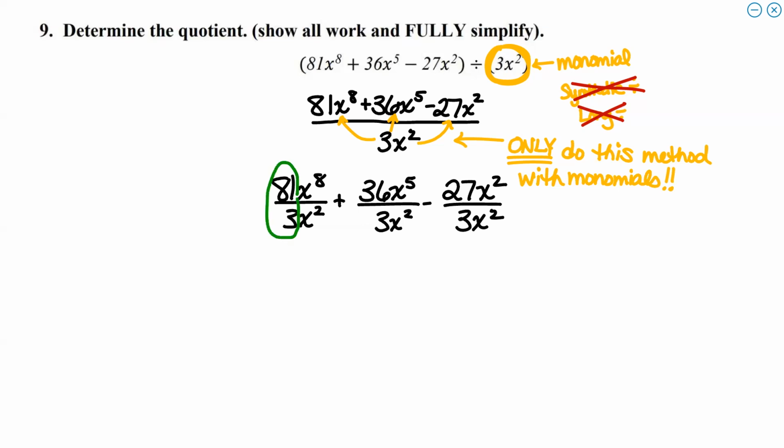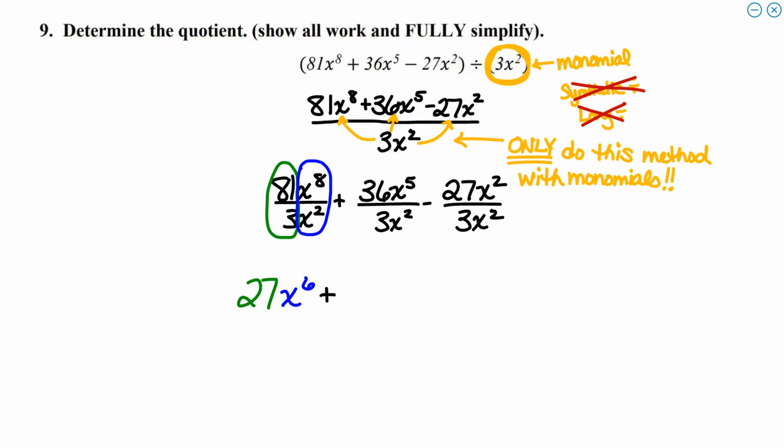Then we divide our numbers first. What's 81 divided by 3? 27. So I look at the number part of the fraction first, and then I go look at the variable part. X to the 8th divided by x squared would give me what? X to the 6th. Because remember, x to the 8th, if I wrote that out, I would have 8 x's all multiplied by each other up on the top. On the bottom, I would have 2 x's multiplied together. So those 2 are going to cancel with 2 from the top, and I would have 6 left over. That's why it's x to the 6th.